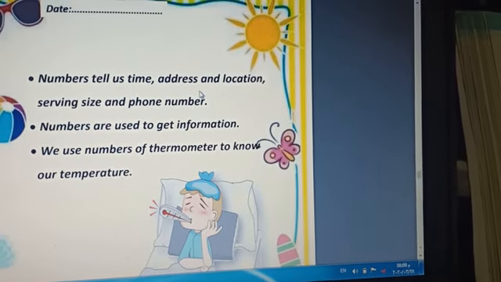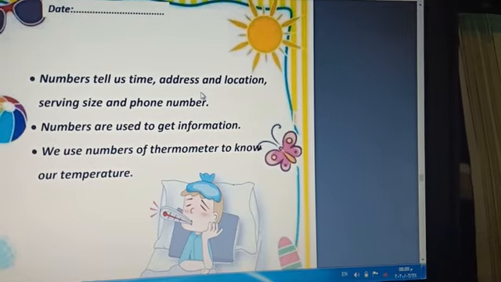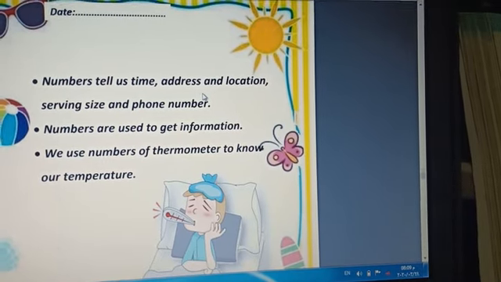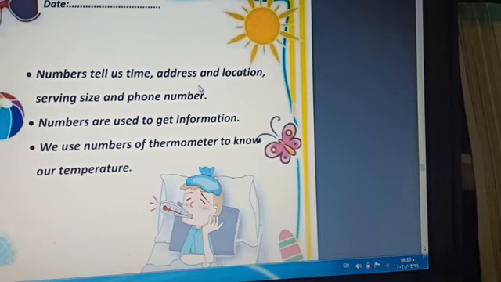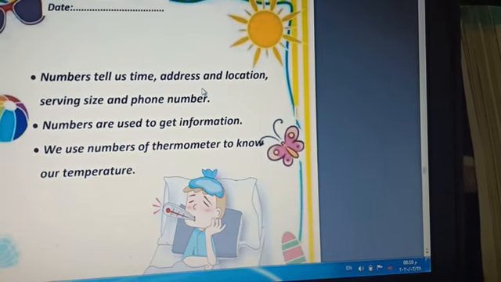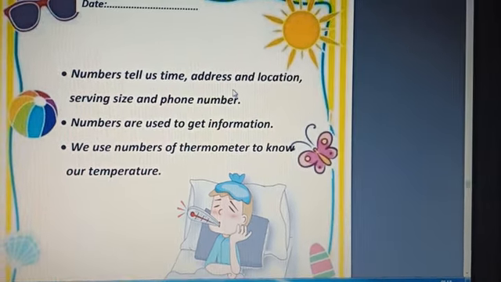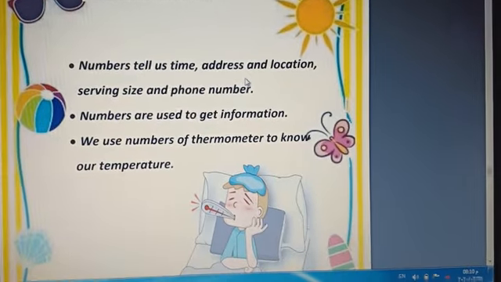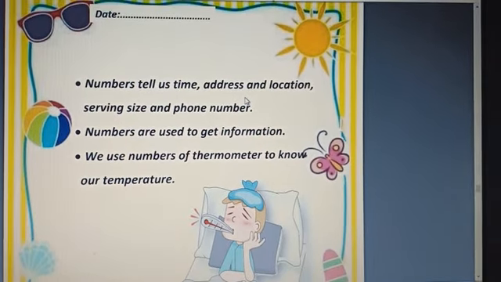It gives me important information. So numbers are very important in our life. We use numbers on a thermometer, for example, to know our temperature. So now let's see how we use numbers in our daily life.